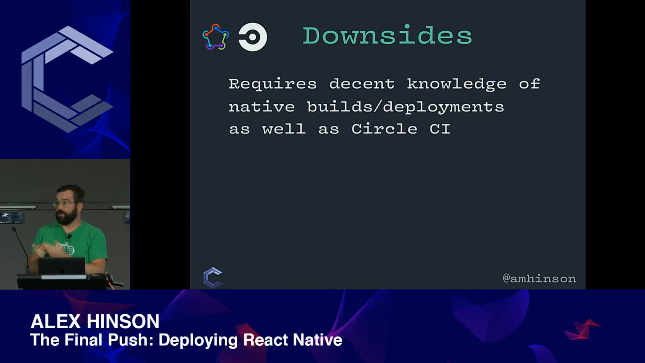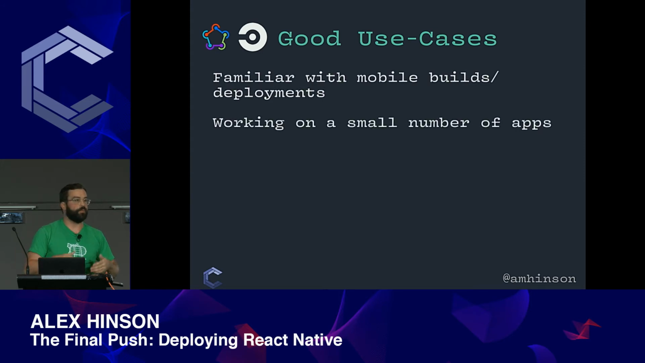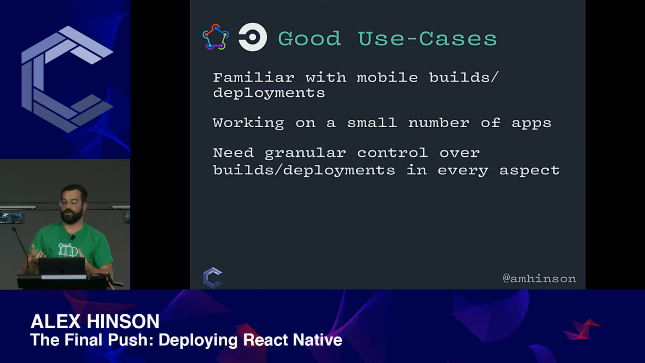A downside of this approach, though, is that it still requires a decent knowledge of builds and deployment steps for a native app, as well as being familiar with Circle CI. But again, it does resolve some of the issues with using Fastlane just on its own. A good use case for this is if you're a team with someone knowledgeable on mobile apps working on one or a small number of applications, and you also just need more granular control over the build and deployment steps in every aspect.